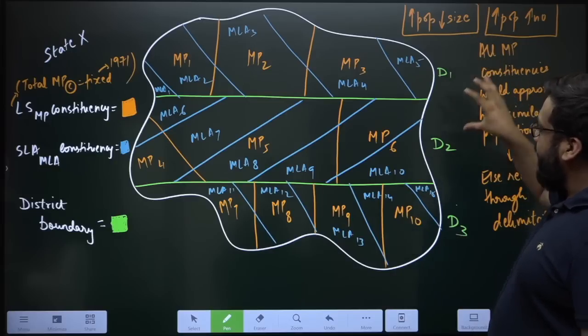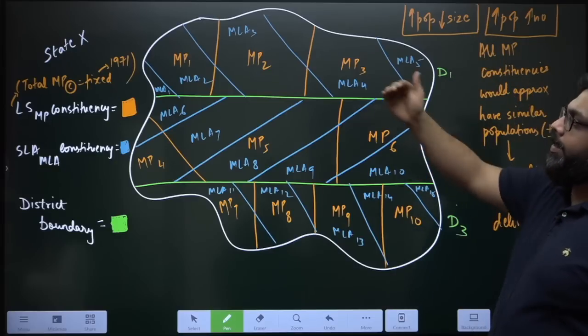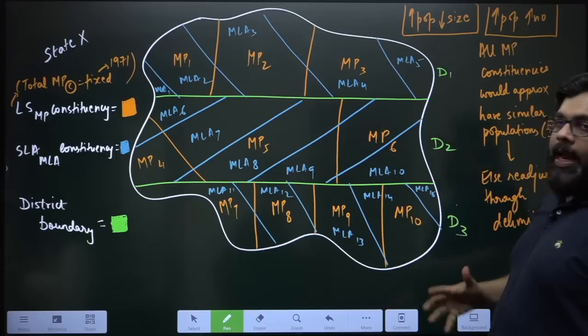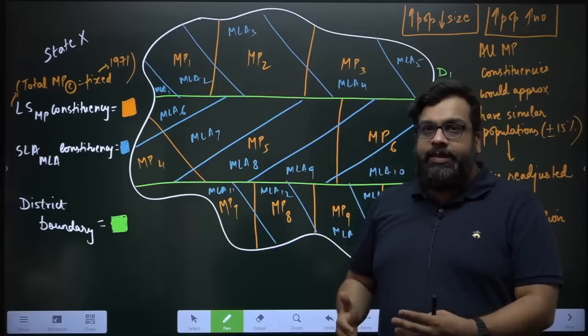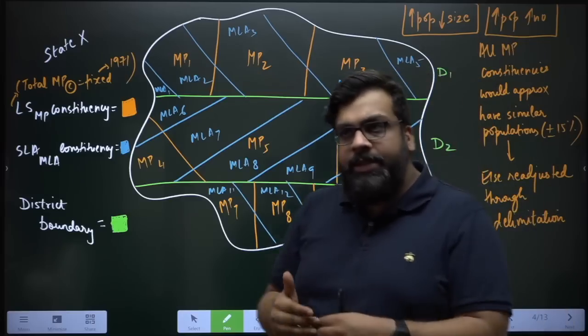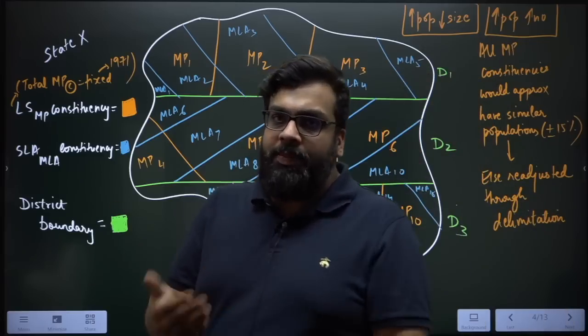So this is District 1, District 2, District 3. Let us assume State X has three districts. And these districts get further divided administratively into subdivisions. Subdivisions get further divided into blocks.